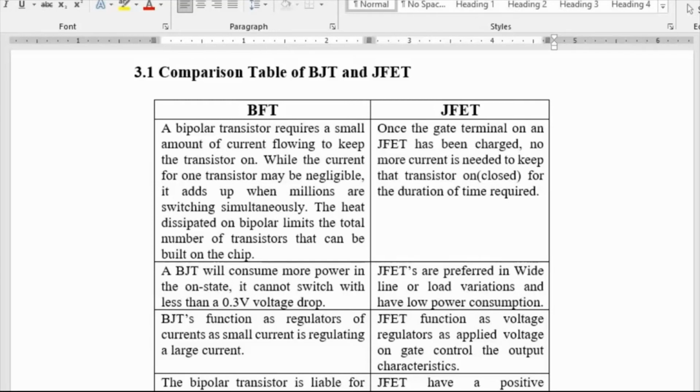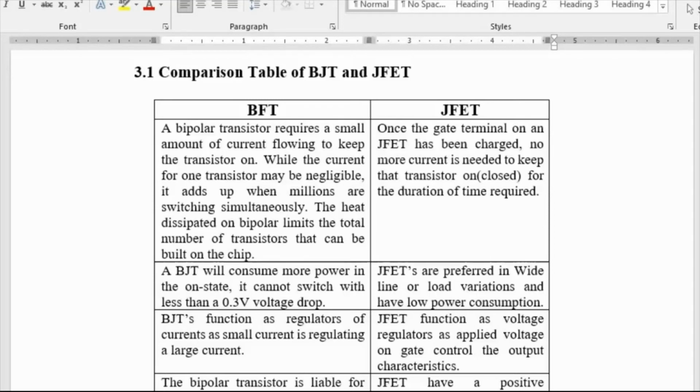A BJT functions as a regulator of current, as a small current is regulating a large current. The bipolar transistor is liable for thermal runaway, which is overheating due to a negative temperature coefficient. BJTs are preferred for low current application.